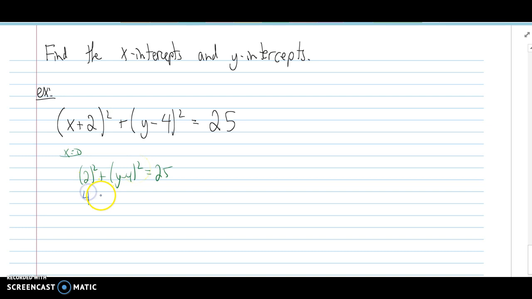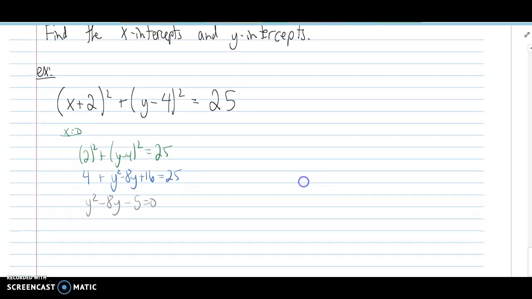2 squared is 4. We're going to multiply out the y minus 4 squared. Y squared minus 8y plus 16, all equal to 25 still. And let's get everything to the left side and combine like terms. 4 plus 16 is 20, but we have to subtract 25 from both sides, which means we're going to have a -5. This won't factor. We'll go to quadratic formula.